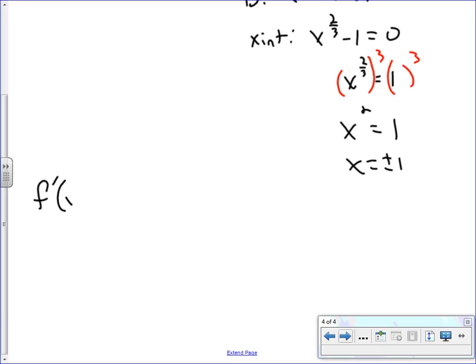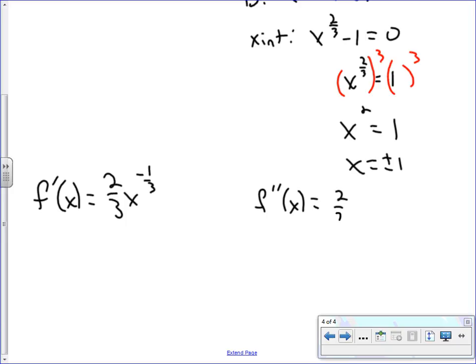Okay? So f prime of x, not hard. F prime of x, easy. Take the derivatives, easy. Negative 1/3. Okay? Let's go ahead and do f double prime.